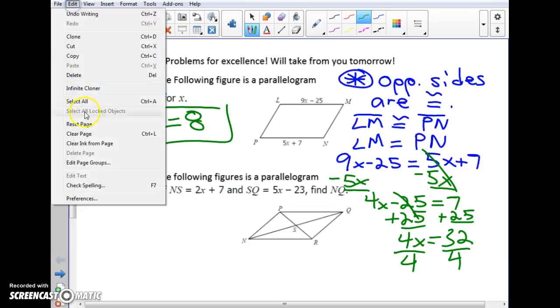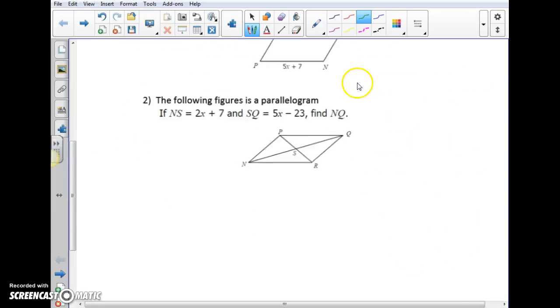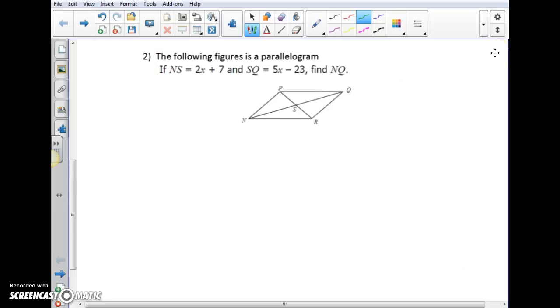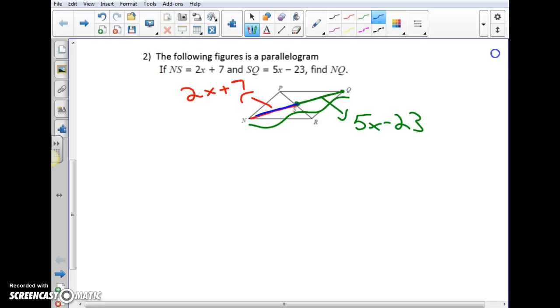Okay, let me clear this. Number 2. The following figure is a parallelogram. So again, I need to be thinking about those properties. They tell me that NS, this portion right here, is 2x plus 7. They tell me that SQ, the portion from here all the way to Q, is 5x minus 23. And they want to know what the length of the entire diagonal is. Well, I know that diagonals bisect each other in a parallelogram, so that means if I can figure out what NS is, SQ is also the same thing, and then I can just double it.